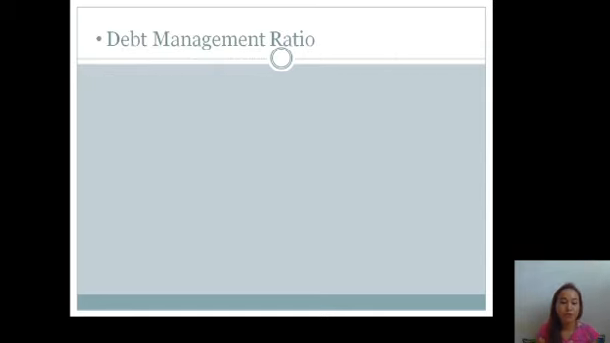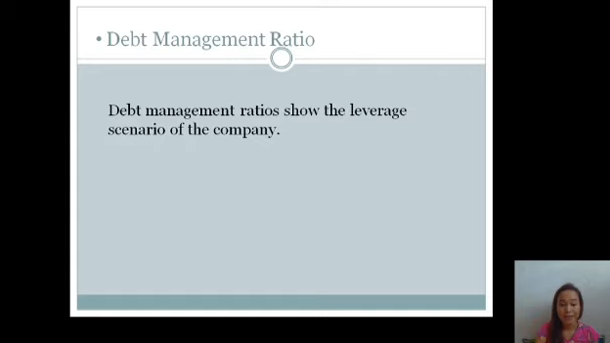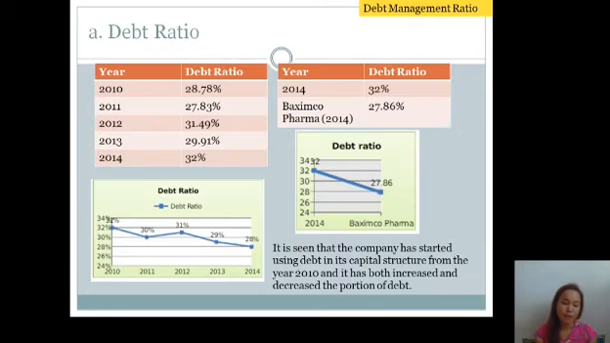So now let's move to debt management ratio. It shows the leverage scenario of the company. The debt management ratio we can justify on two ratios. Those are the debt ratio and the times interest earned, TIE ratio. So in debt ratio, it is seen that the company has started using debt in its capital structure from the year 2010, and it has both increased and decreased the portions of debt, in a sense that the company has taken debt as per their need.